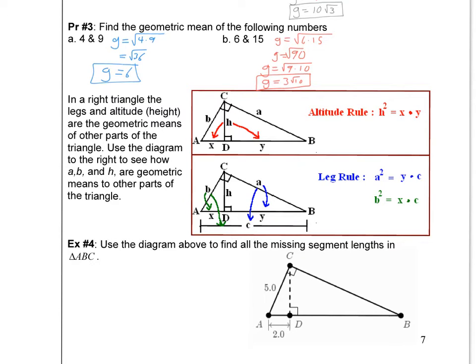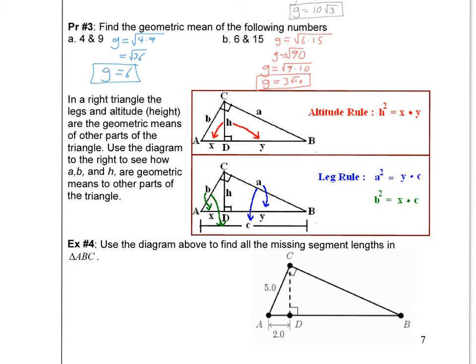So for example, the height, the center line here, is the geometric mean of this distance and this distance. While this leg, B, is the geometric mean of this distance x and this whole hypotenuse c. And similarly, A is the geometric mean of this distance y and this whole distance c. So once you cut up a triangle like this, you should be able to find all the other parts using the geometric mean.